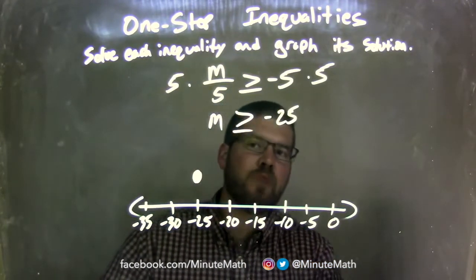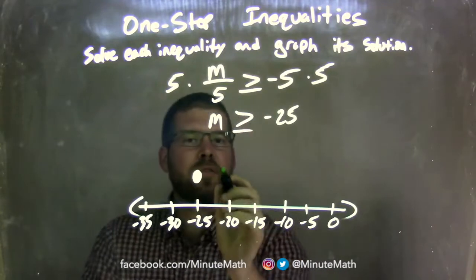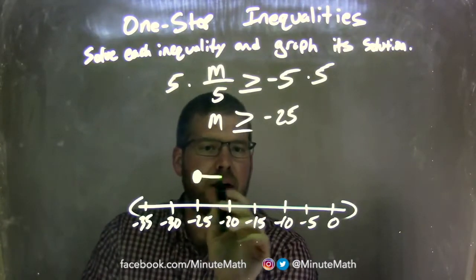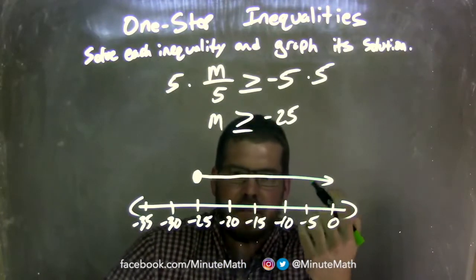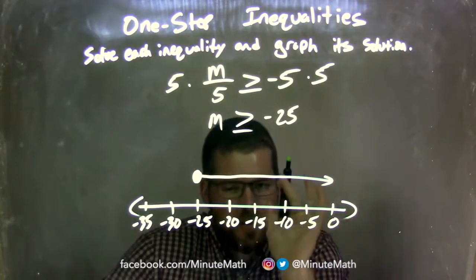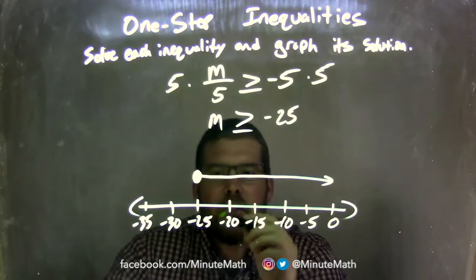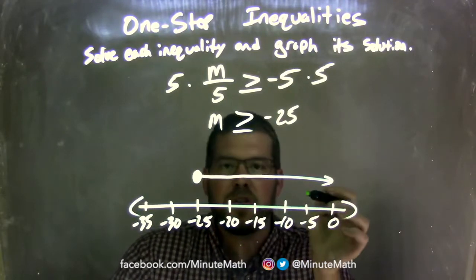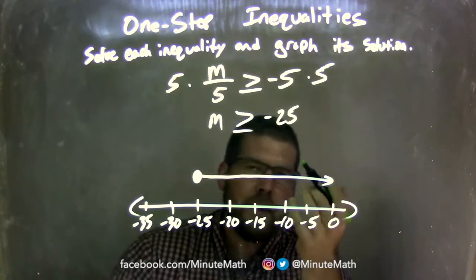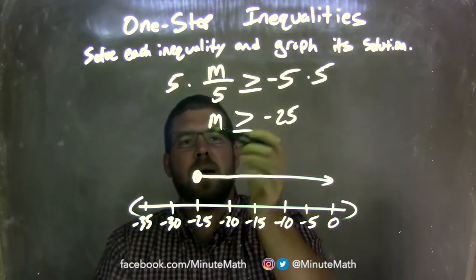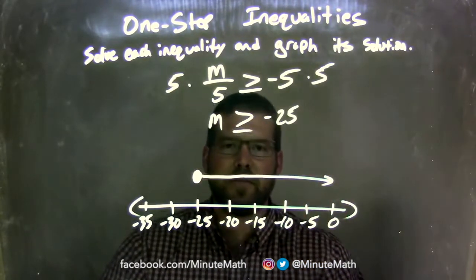Then m is greater than that. Okay? So if m is greater than that as well, we need to make our arrow go to the right, to the greater than side, right? Because in reality, think about this, -10 is greater than -25. Okay, that's a good little check there. So this graph represents our answer here, which is m is greater than or equal to -25.